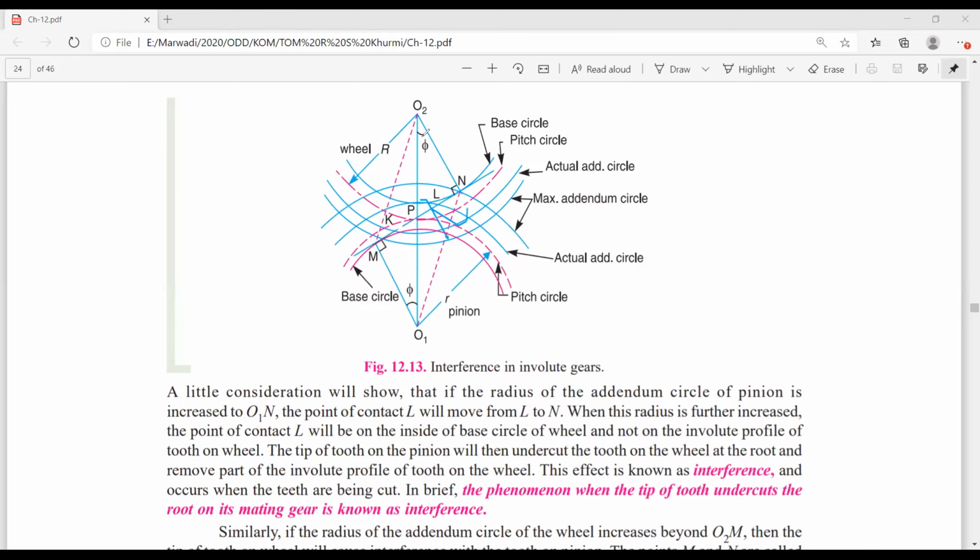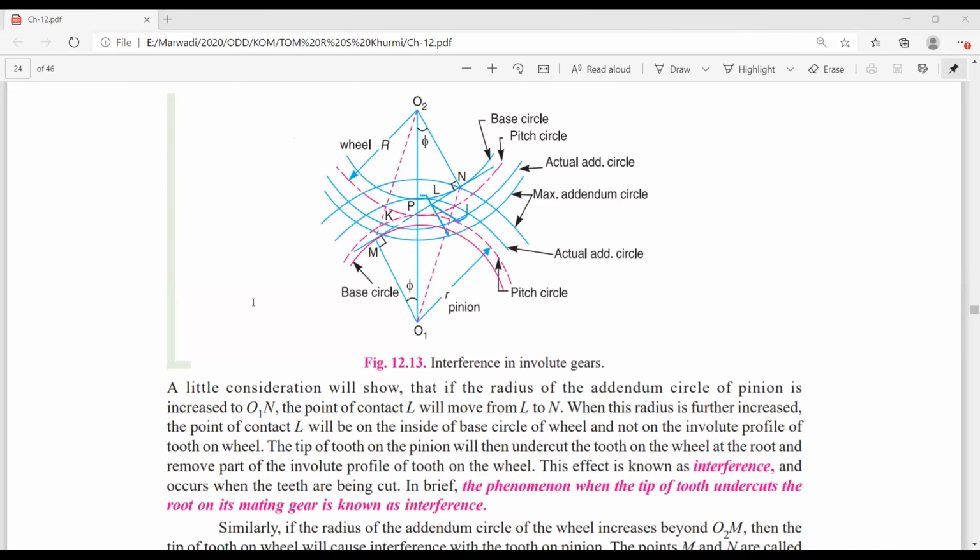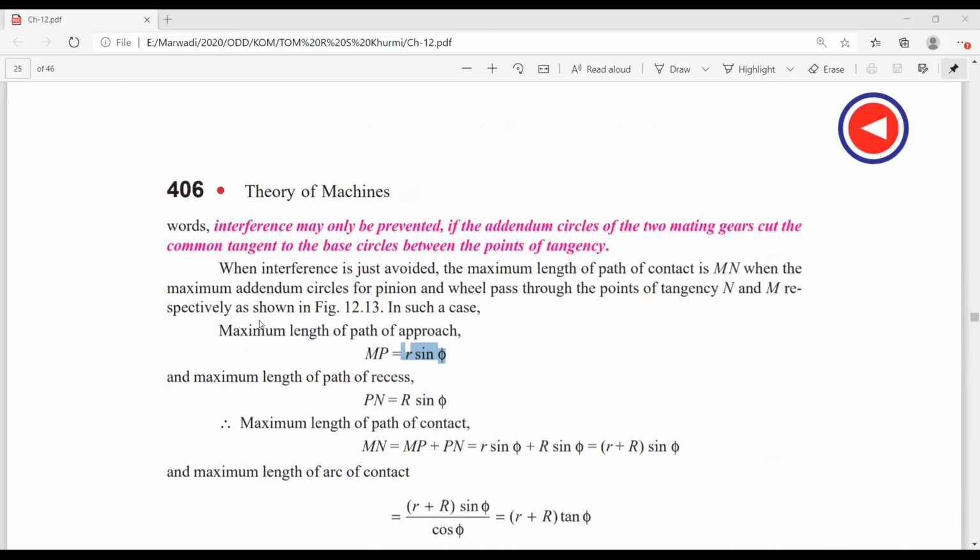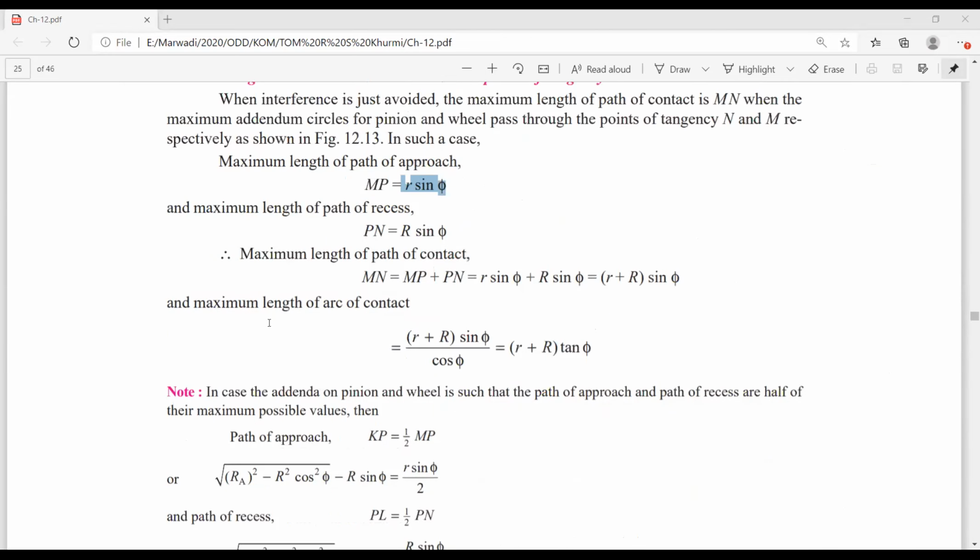And similarly, here it is the PN. So PN is equal to what? This is the capital R. So capital R sin phi, as per the equation of triangle. So the MP and PN equations are very simple. I think we have written all these things.